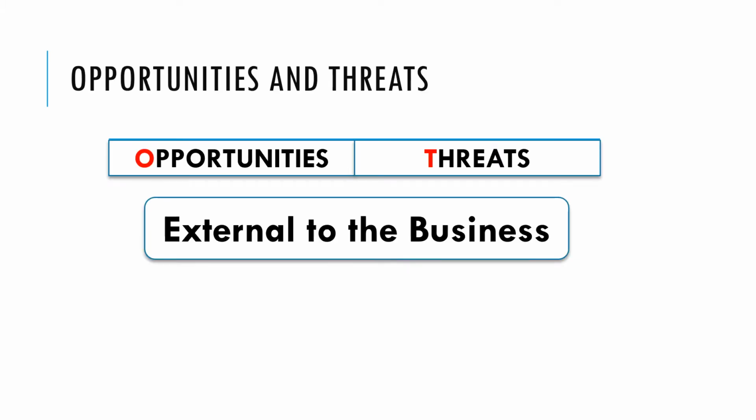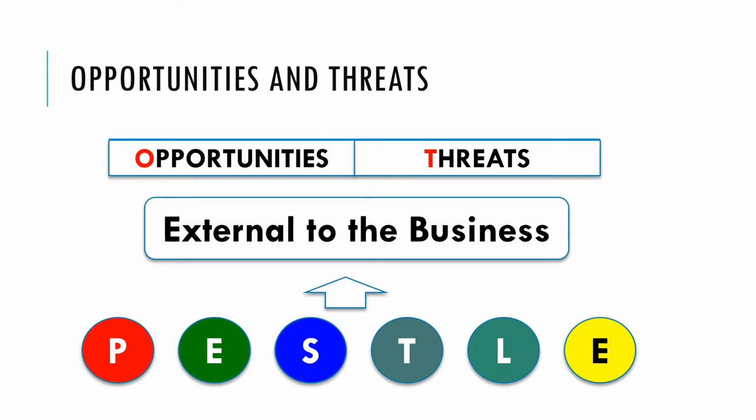Opportunities and threats, well, we said that these are external to the business. These are to do with the external environment. So to try and identify them, we might go through our PESTLE approach. We might look at political, economic, social, technological, legal or environmental or ethical issues and see whether these present us with opportunities or threats. Obviously, alongside competition, that's an obvious one to look at.